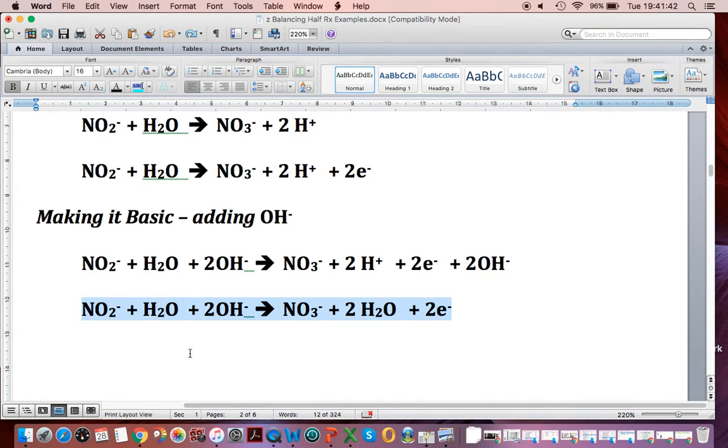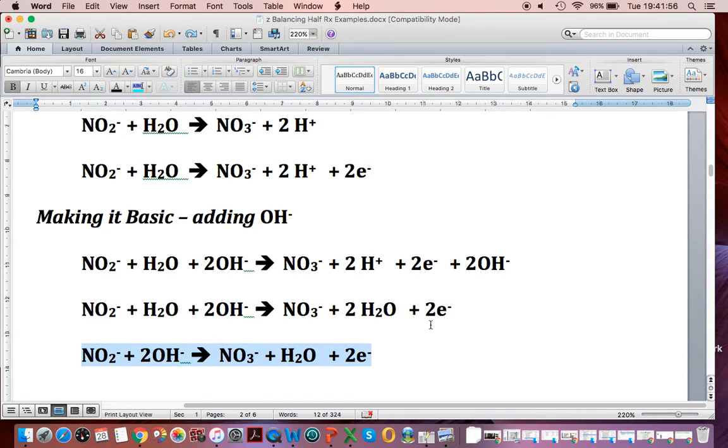Now often we like to show this. We cross out that 1 H2O, and we cross out the 2, leaving behind a 1. But my computer is not really set up for that. But 1 water becoming a 2 is the same as no waters becoming 1. And that is done. That is now balanced in base, and we have the hydroxides.